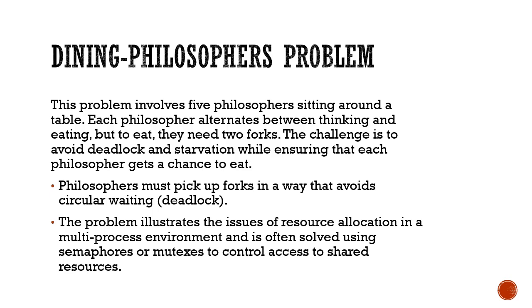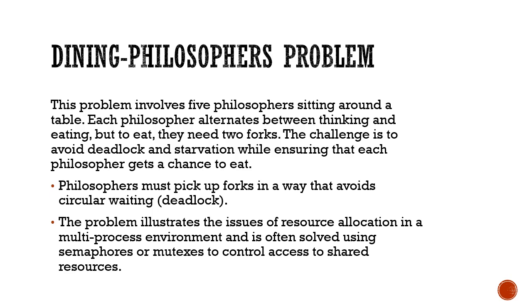Key issues. Deadlock: philosophers may end up in a state where all are holding one fork and waiting for the other, resulting in a deadlock where no one can eat. Starvation: a philosopher may never get both forks if others are always eating. Concurrency: philosophers should be able to think and eat without blocking each other unnecessarily.